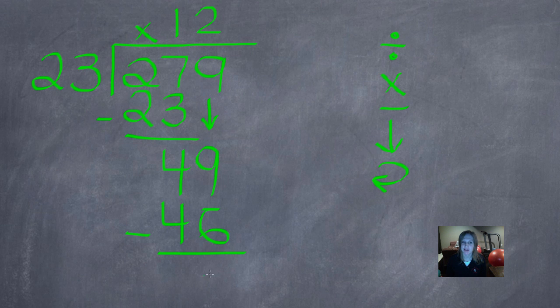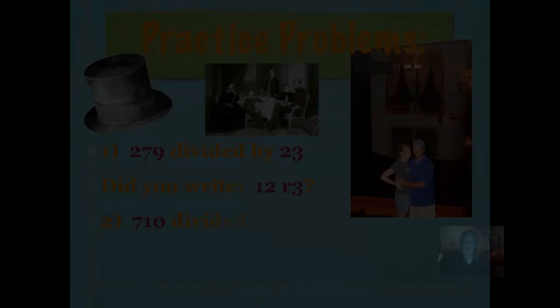Subtract, 9 minus 6 is 3, and 4 minus 4 is 0. So my remainder is 3. It's less than my divisor of 23. Remember that my remainder could have been as high as 22 here, but it was only 3. I just want you to remember that you can have large remainders when you have large divisors. So 12 remainder 3, check it by multiplying 12 times 23, and then add 3, which will give you 276.